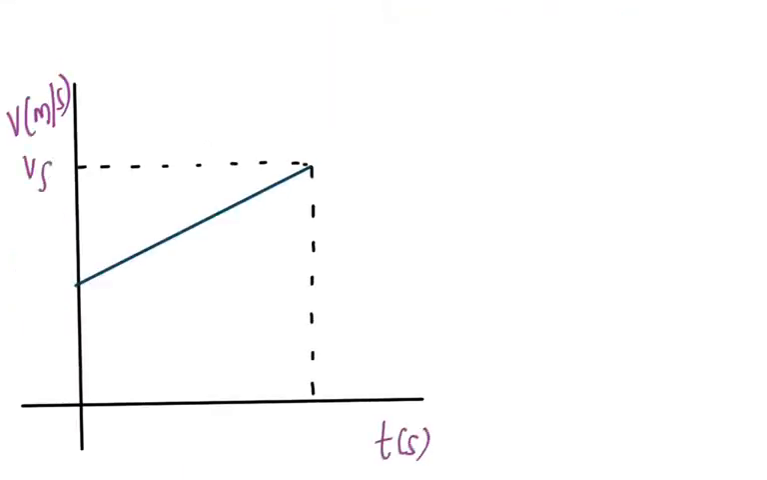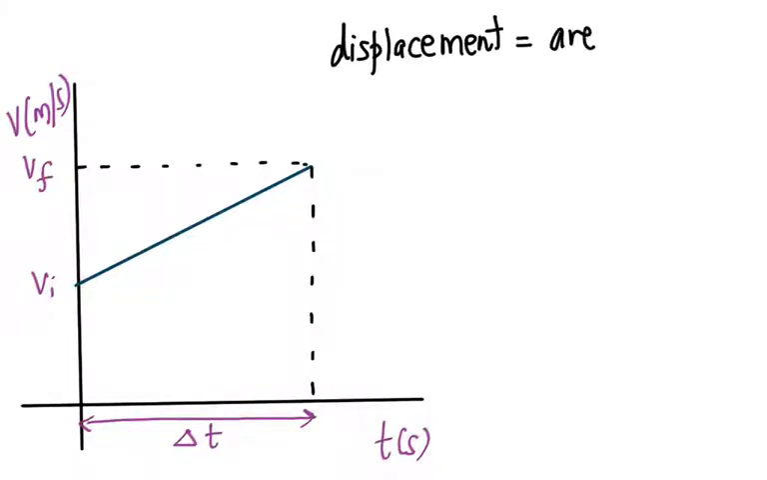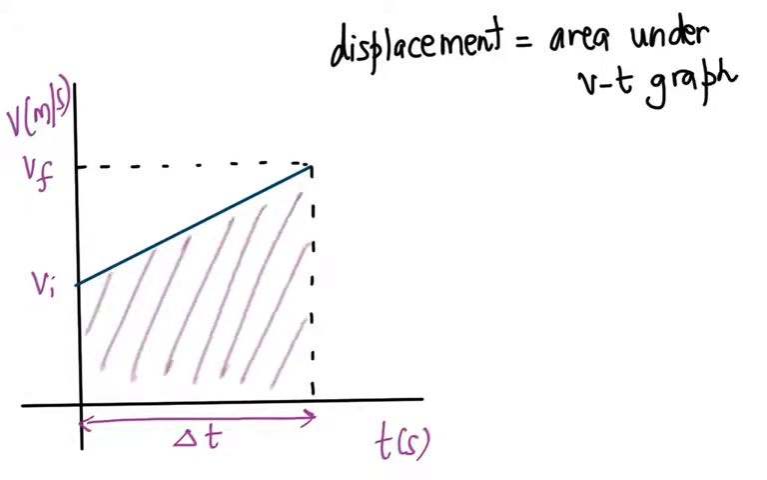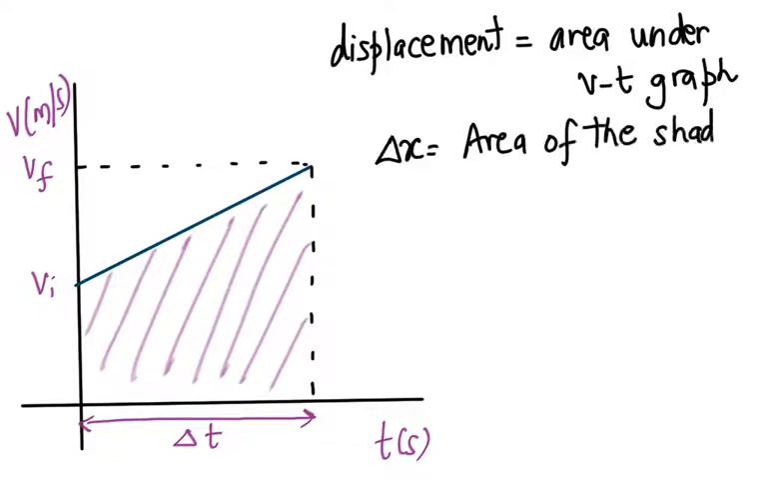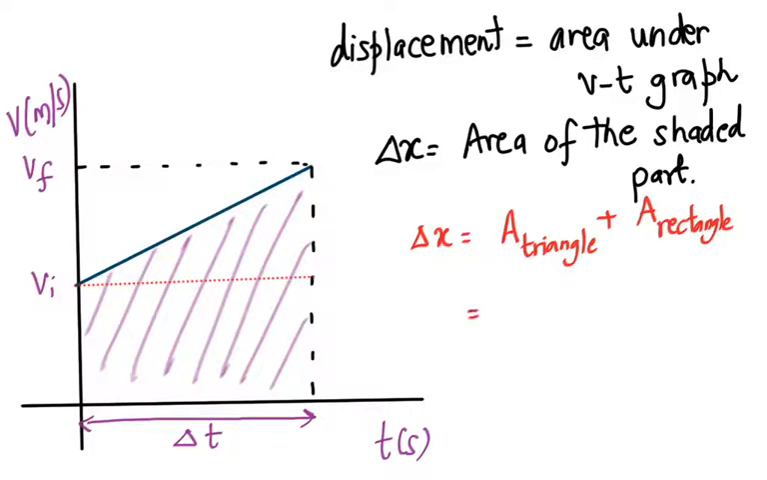Now we will check the second and the third equation of motion, the derivation from velocity time graph. So again we have taken the same velocity time graph. We know that the displacement from a velocity time graph is found by the area under the v-t graph. And that's this shaded area which we see in the graph. This shaded part can be divided into two parts, one triangle and one rectangle. So the displacement delta x will be equal to area of triangle plus area of rectangle.